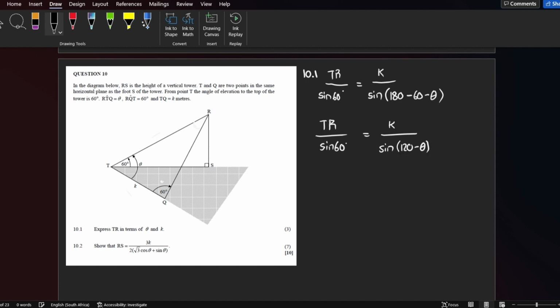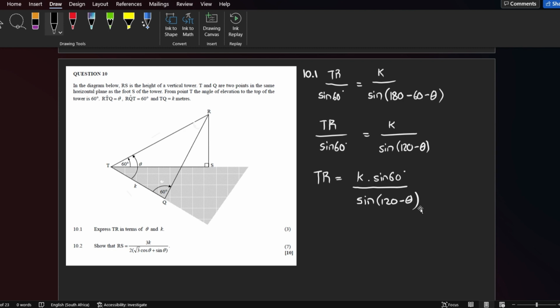And then obviously we need to make TR the subject of the formula, since they wanted the expression for TR. So therefore TR will equal K times sine 60 divided by sine of 120 minus theta. Okay, and that is our expression for TR. We see it is in terms of K and in terms of theta.